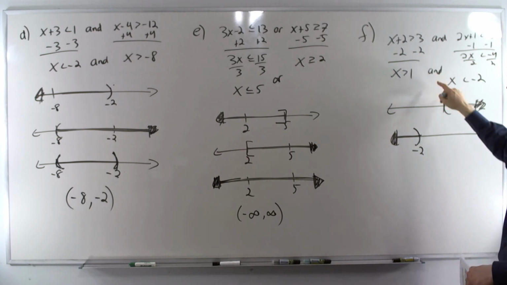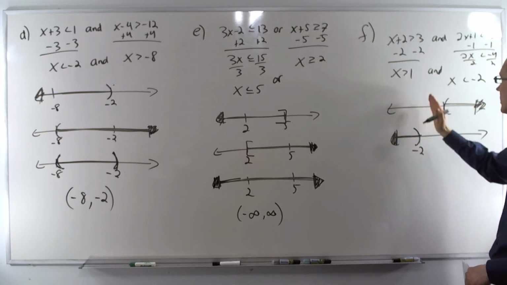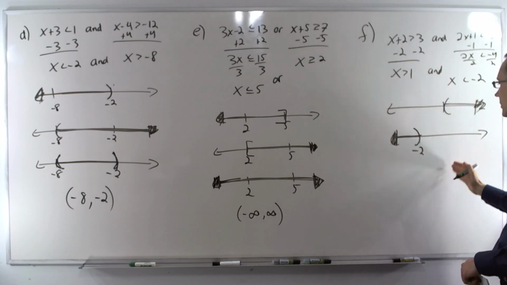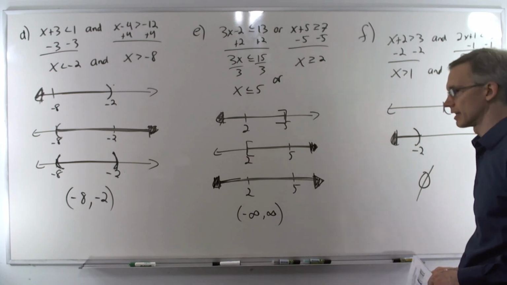And now we have an and, so we have an intersection. We want the places where we have two graphs. We have one here, 0 here, and 1 here. So the graph is empty. And the solution set is the empty set.